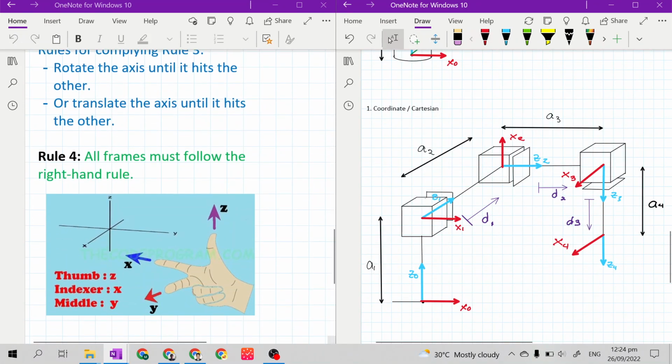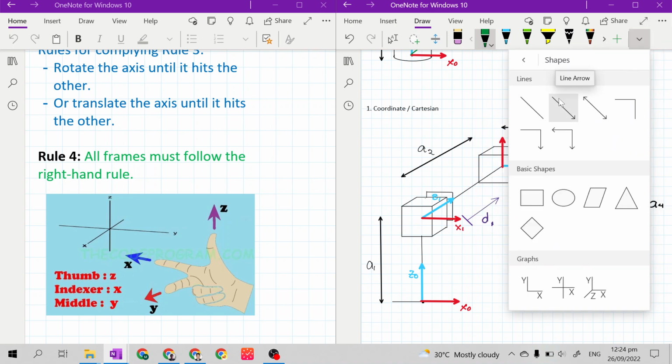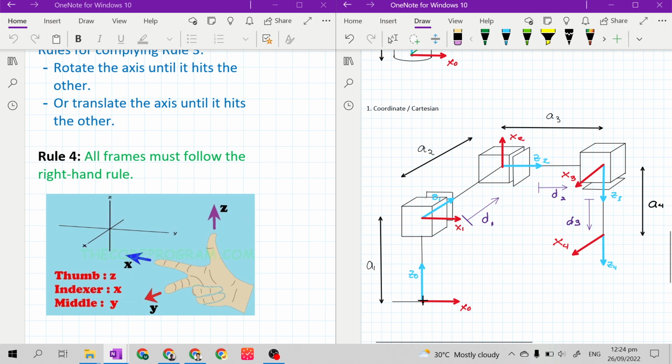So last rule, all frames must follow the right hand rule. So this is about the y axis. So for our base, okay, z axis pointing upward, x axis is pointing to the right. So our y axis will point backward. Okay, to the back. So this will be our y0. Next, okay, z sub 1 is pointing to the back, x sub 1 is pointing to the right. So y axis will point downward. Okay. So this is y sub 1.